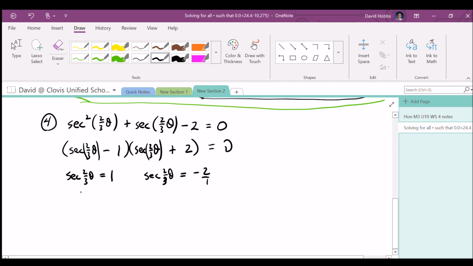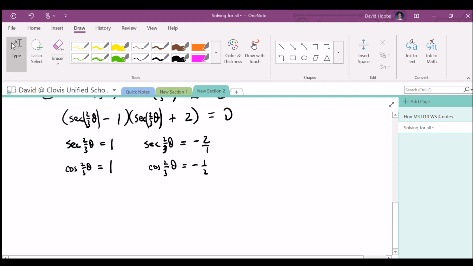Now, much like on the last problem where we were thinking of the reciprocal, maybe you don't think so well in secant, we could trade it in for cosine. So cosine of 2/3 theta equals the reciprocal, of course the reciprocal of 1 is 1. And cosine of 2/3 theta equals the reciprocal of -2/1, which is -1/2. So that one's probably a little bit easier for us to think of. Okay. Does cosine of an angle ever equal 1? Sure.